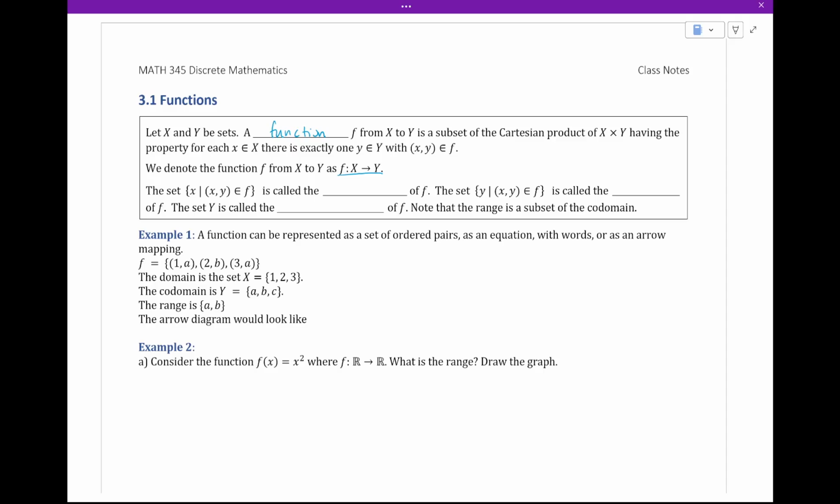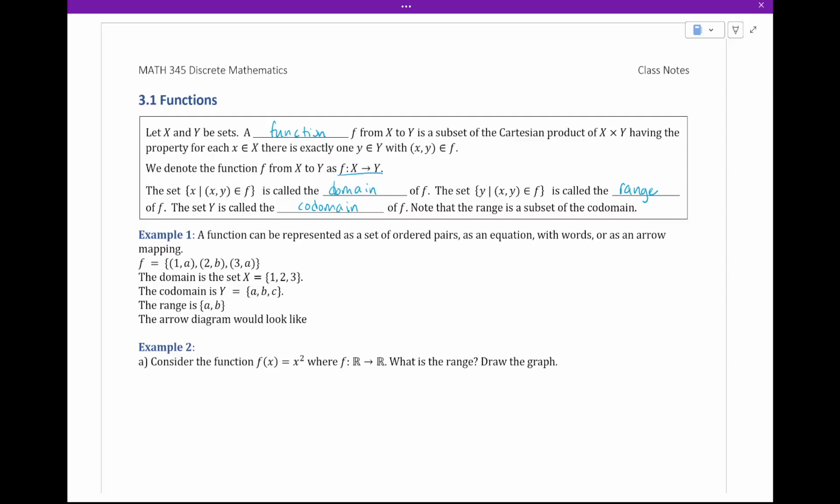The set of x such that (x, y) is in f is called the domain of the function. So these are the x values, those are the input values. The set of y such that (x, y) is in f is called the range. Those are the output values. And then we have this probably new idea. The set y is called the codomain of f. The range is a subset of the codomain.